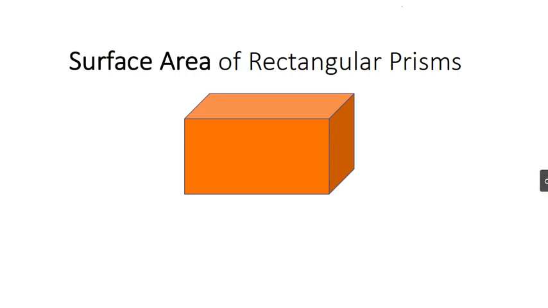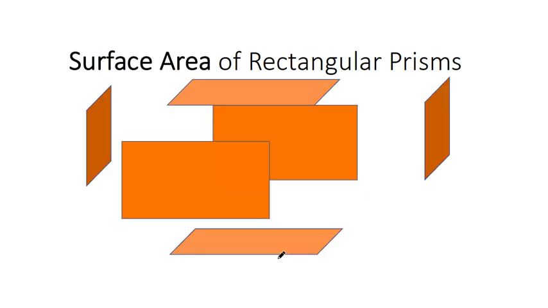All right, let's do a quick review of surface area of rectangular prisms. Again, when we're talking about surface area, we're talking about finding the area of each of the flat surfaces of whatever three-dimensional figure we're talking about. Because we're talking about a rectangular prism, let's pull this rectangular prism apart and see what are the surfaces that we're dealing with.